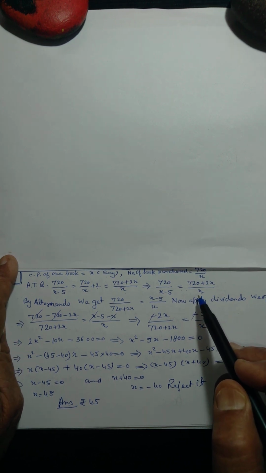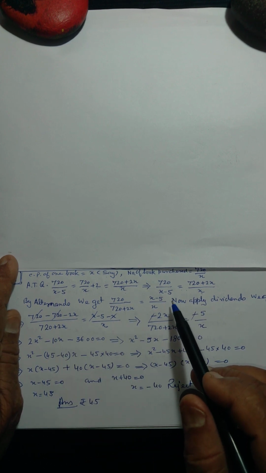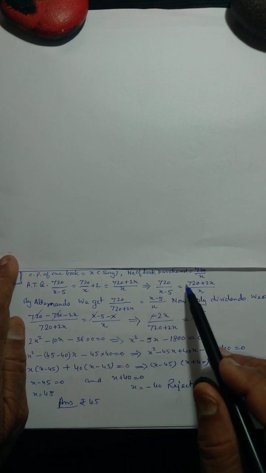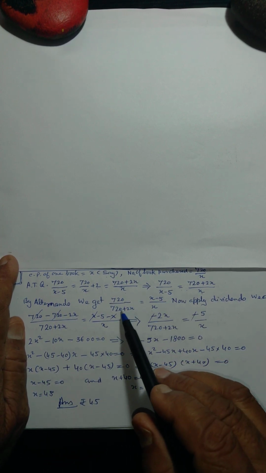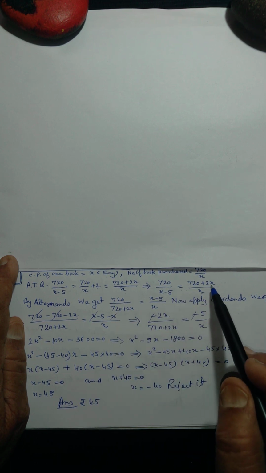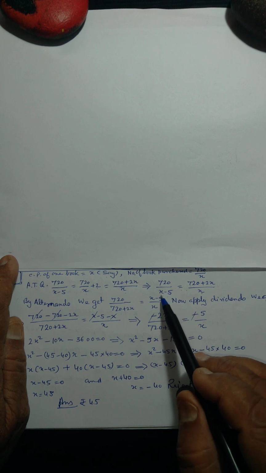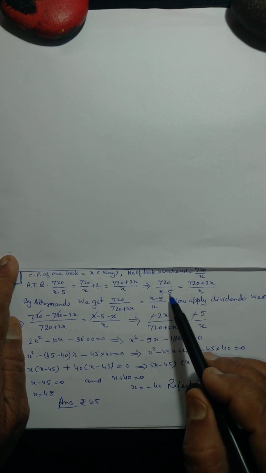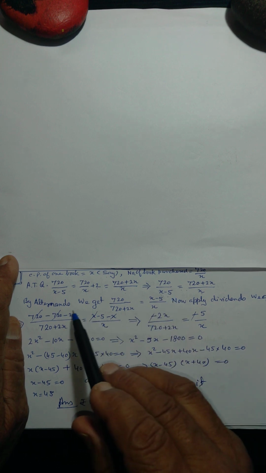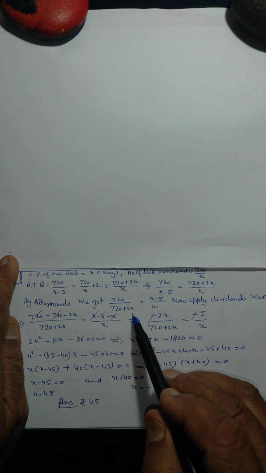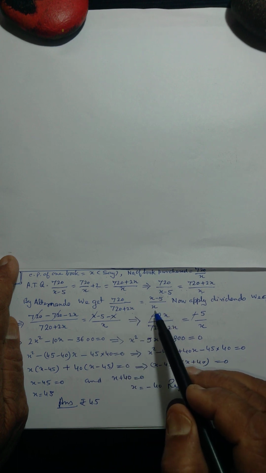By alternando, what I have done here is that I have changed it by alternando. 720 in the denominator part I have brought here. You see, 720 plus 2x will be under the 720 as a denominator, and this x minus 5 will go here, interchanging the place. So it is known as alternando. So 720 divided by 720 plus 2x will be equal to x minus 5 by x.